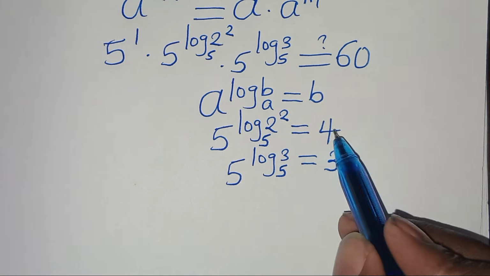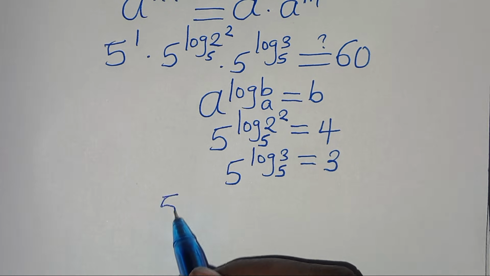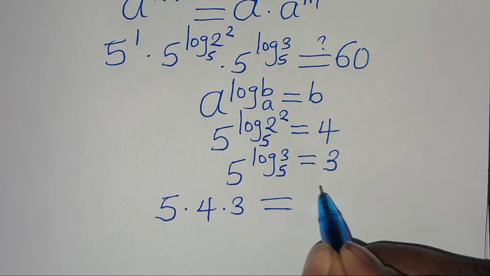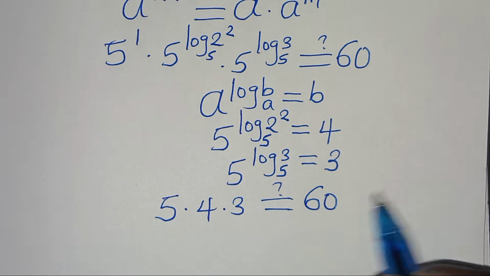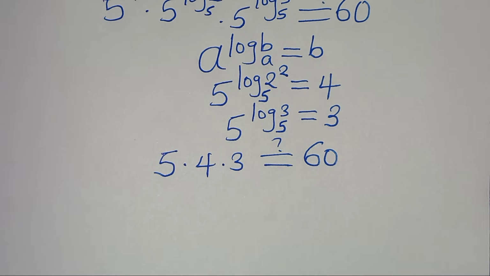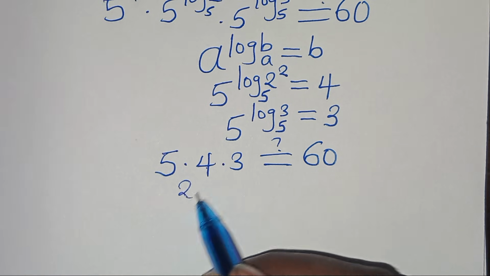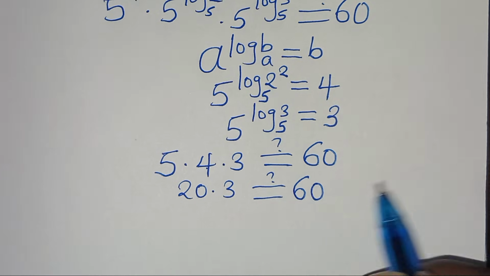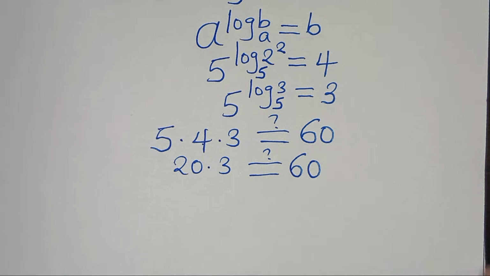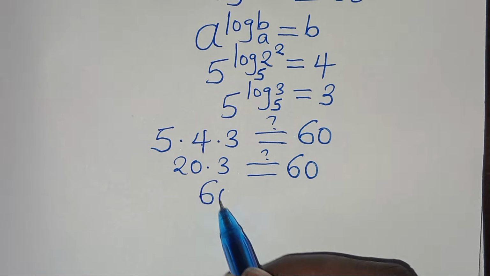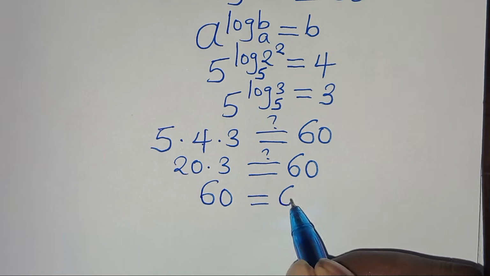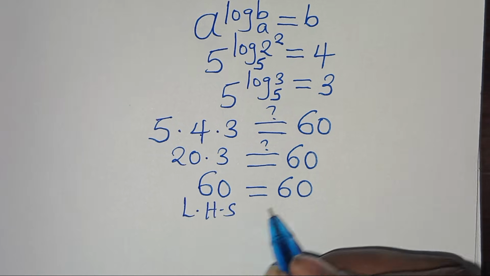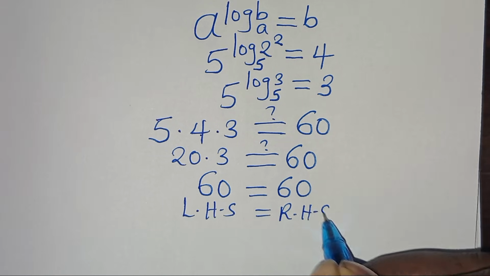Now, let's substitute 4 and 3 back into the equation here. We have 5 times 4 times 3. This is supposed to give us a value of 60. So here we have 5 times 4, which is 20, multiplied by 3. So we have 20 times 3, which is equal to 60. And this implies that the left hand side is equal to the right hand side.